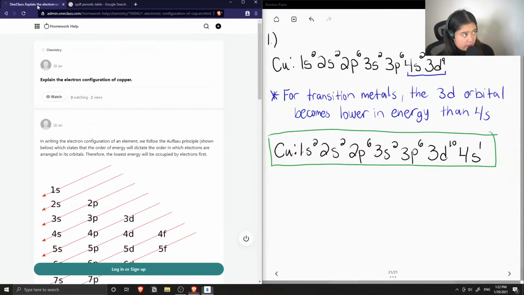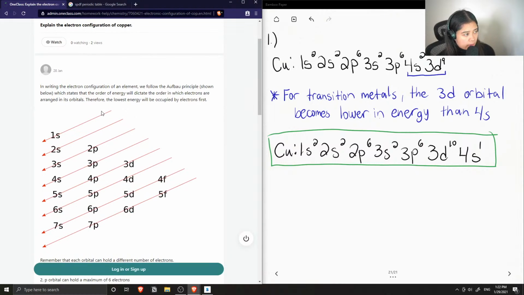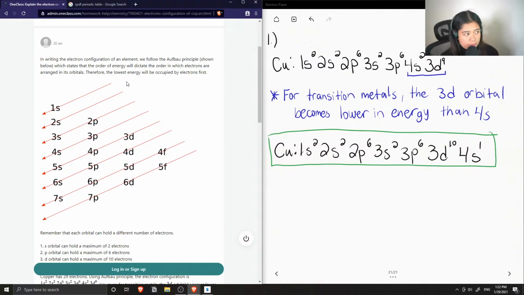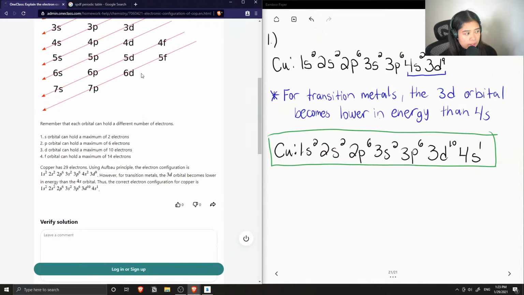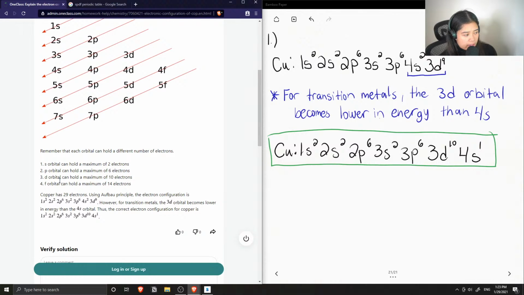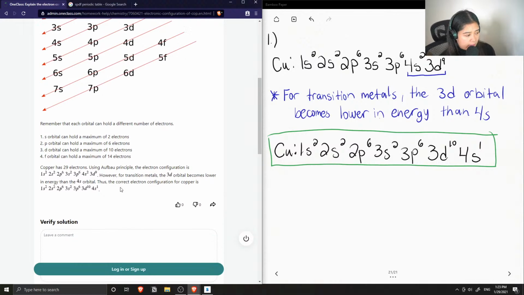So now let's see what the junior tutor said. In writing the electron configuration of an element, we follow the Aufbau principle, shown below, which states that the order of energy will dictate the order in which electrons are arranged in its orbitals. Therefore, the lowest energy will be occupied by electrons first. Remember that each orbital can hold a different number of electrons. The s orbital can hold 2, the p orbital can hold 6, the d orbital can hold 10, and the f orbital can hold up to 14.